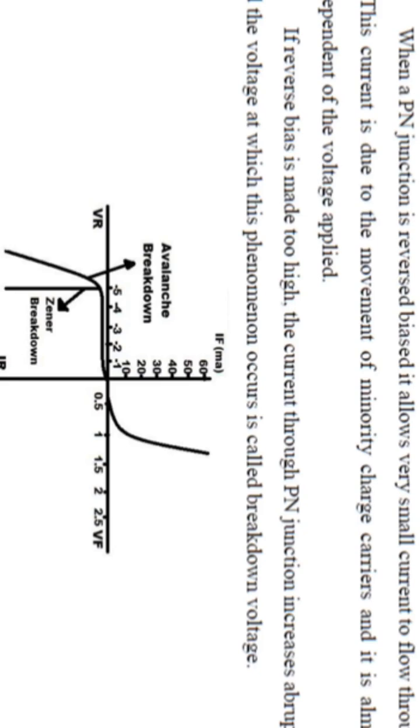When a PN junction is reverse biased, it allows a very small current to flow through it, and the current is due to the movement of the minority charge carriers. If the reverse bias is made too high, the current through the PN junction increases abruptly, and the voltage at which this phenomenon occurs is called the breakdown voltage.